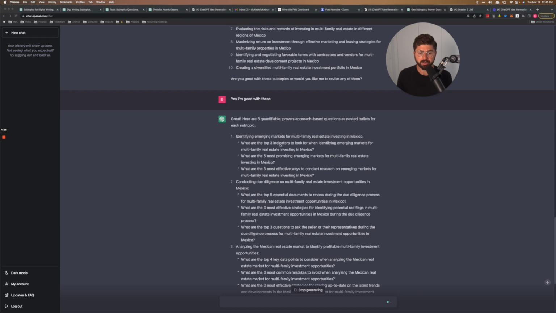Well, what are the top 3 indicators to look for? Well, maybe it's population growth. Maybe it's, see, here's the thing. I have no clue. I just like to use this example of you don't have to know much about an industry. Now you know all the interesting things to talk about in that industry. What are the 5 most promising markets? Well, if I really knew this stuff, that would be an easy question. What are the 3 most effective ways to conduct research, right?